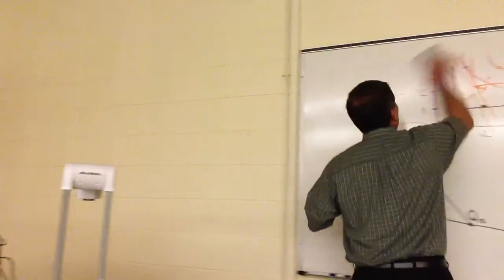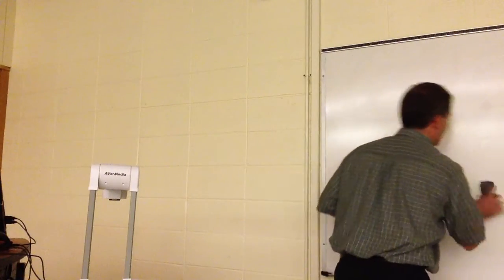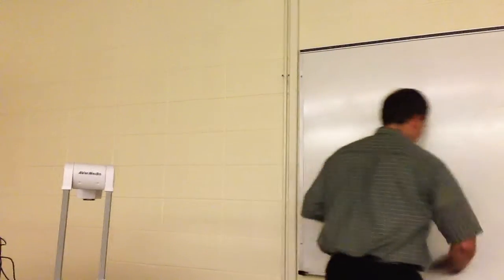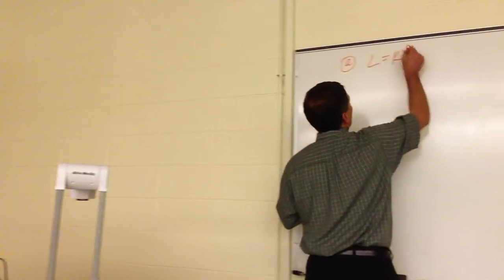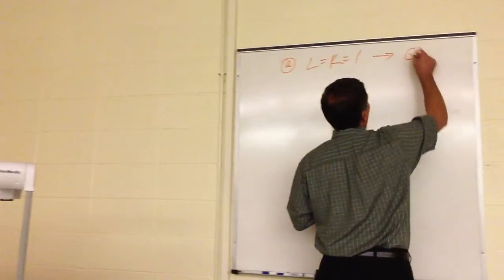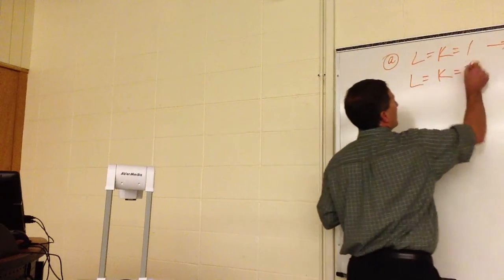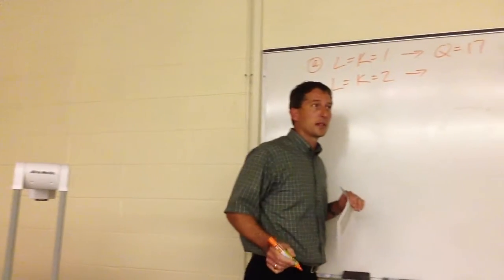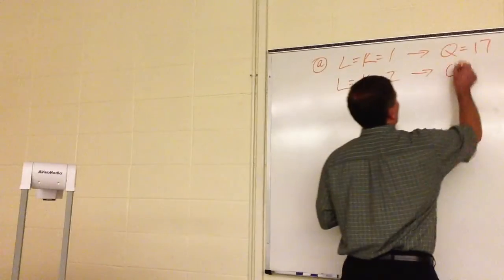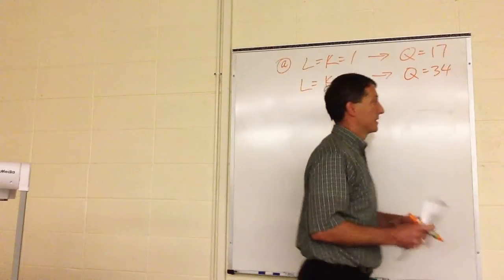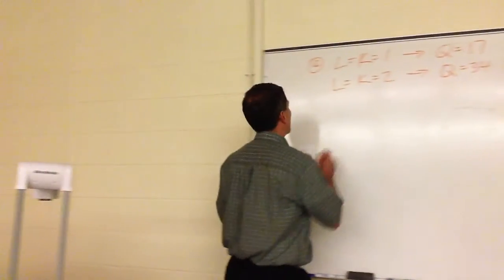17. So output equals 17. So for part A, if L equals K equals 1, then output equals 17. What if we double everything? L equals K equals 2. What happens to quantity? It goes up to what? 34. So what does it follow? Constant. Okay, we doubled everything, we got double output.